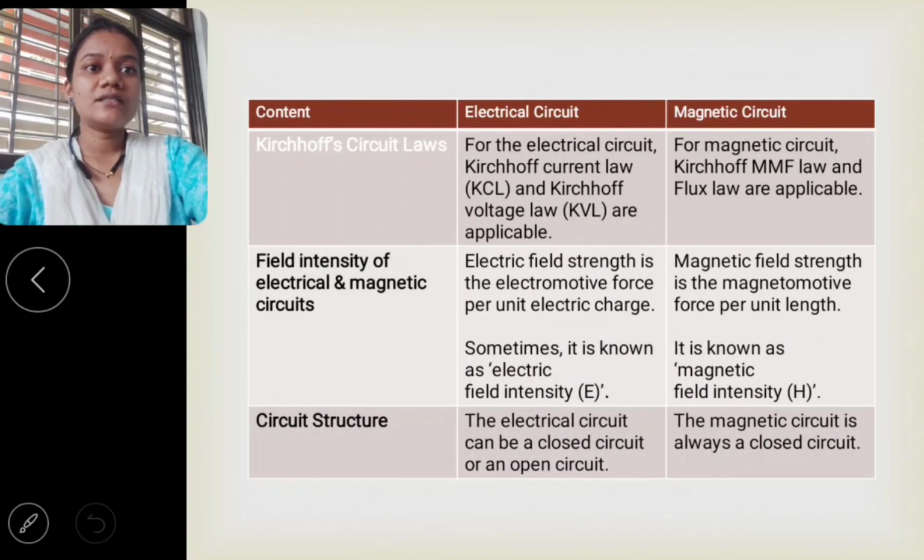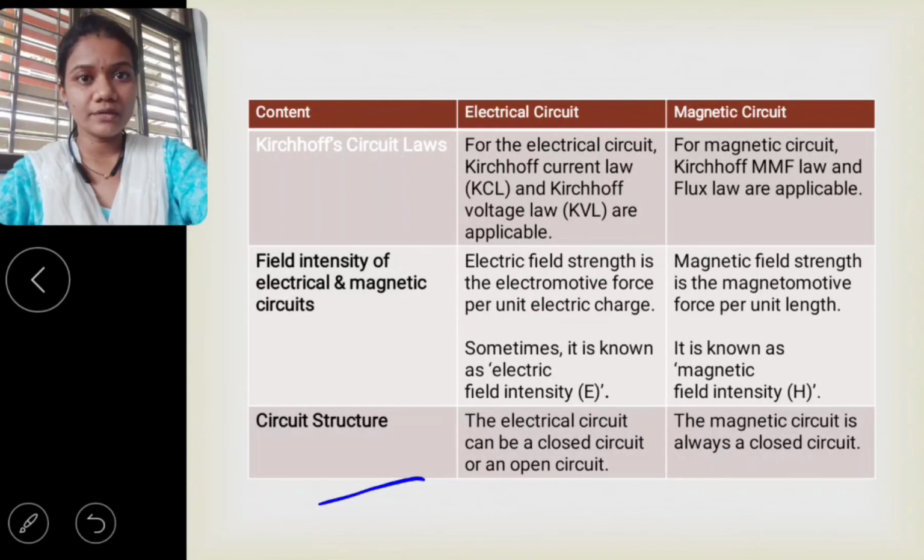Now in an electrical circuit, we use Kirchhoff's voltage law and Kirchhoff's current law, but in a magnetic circuit we use Kirchhoff's MMF law and flux law. This is the circuit structure: an electrical circuit can be a closed circuit or an open circuit, but a magnetic circuit is always a closed circuit.